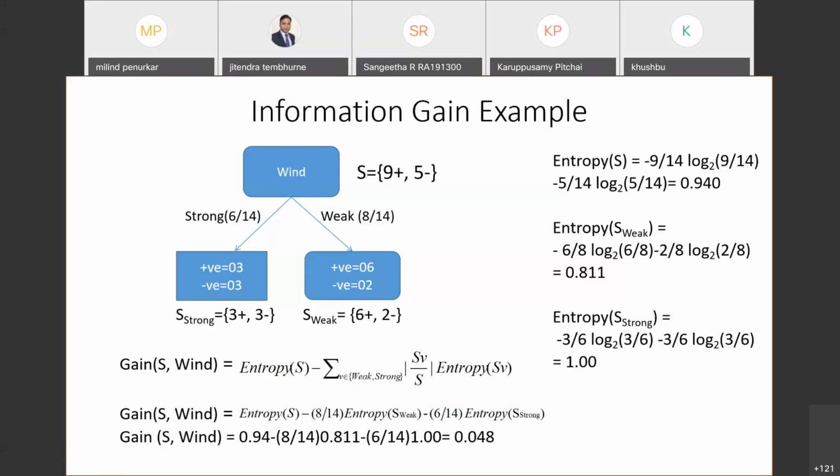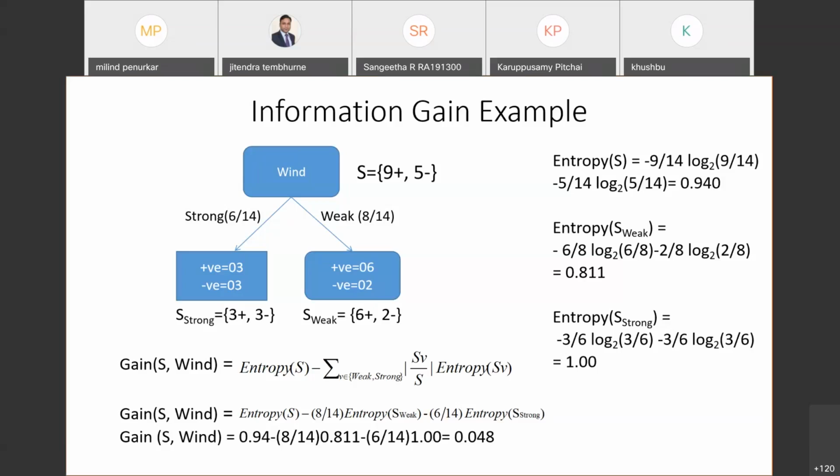Ultimately, gain of... no, S strong will not be a leaf node. We are just calculating gain of S comma wind. Let me finish this and then I'll come to the question. Gain S comma wind is equal to minus this total calculation, whatever we have. See, 0.94 minus 8 by 14 into S weak's entropy 0.811, minus 6 by 14 into 1, the entropy of S strong, that gives me 0.048. This is the information gain that I have got for the wind attribute only.